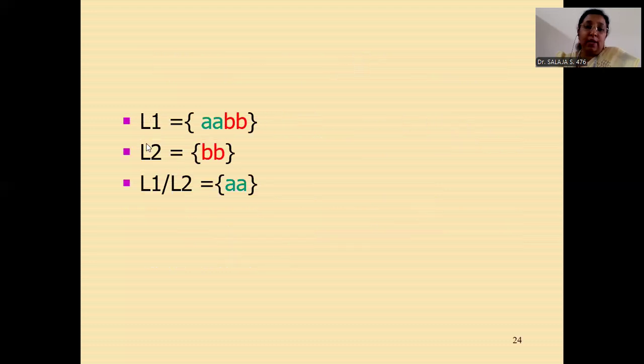Now, how do we define it? Let L1 be a language which has a string AABB, which is divided into two parts, where AA represents X and BB represents Y. Now you have a string AABB, which is X and Y, where Y, BB, is a part of L2, and therefore L1 slash L2 is AA.